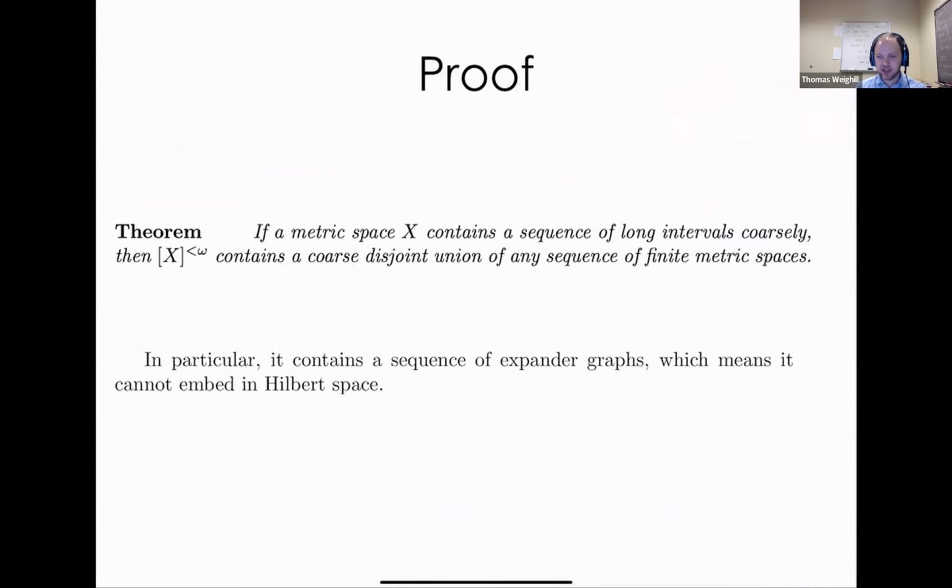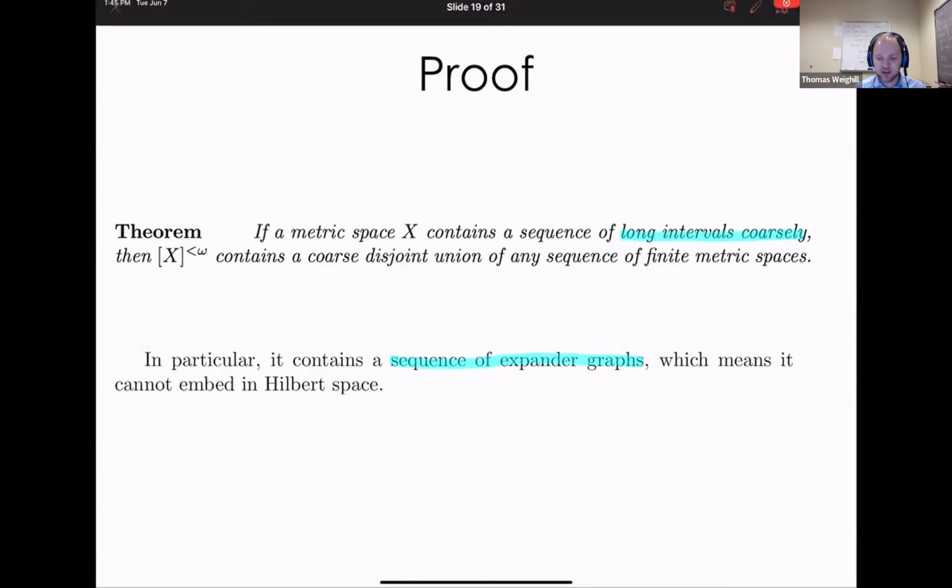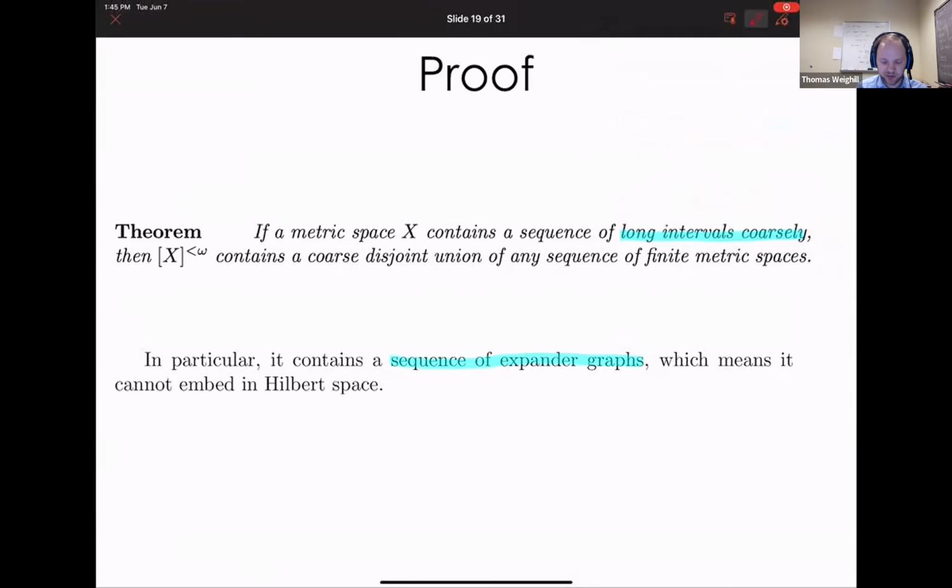So the result is that if a metric space contains a sequence of long intervals, something very, very bad is true. That is that the space actually contains a coarse disjoint union of any sequence of finite metric spaces. So you can take your favorite set of metric spaces, all of them finite, but a countably infinite family, and you can space them out throughout your space. So in particular, you can take a sequence of expander graphs, or your favorite examples that don't embed into Hilbert space properly, and you can just put them inside this hyperspace.